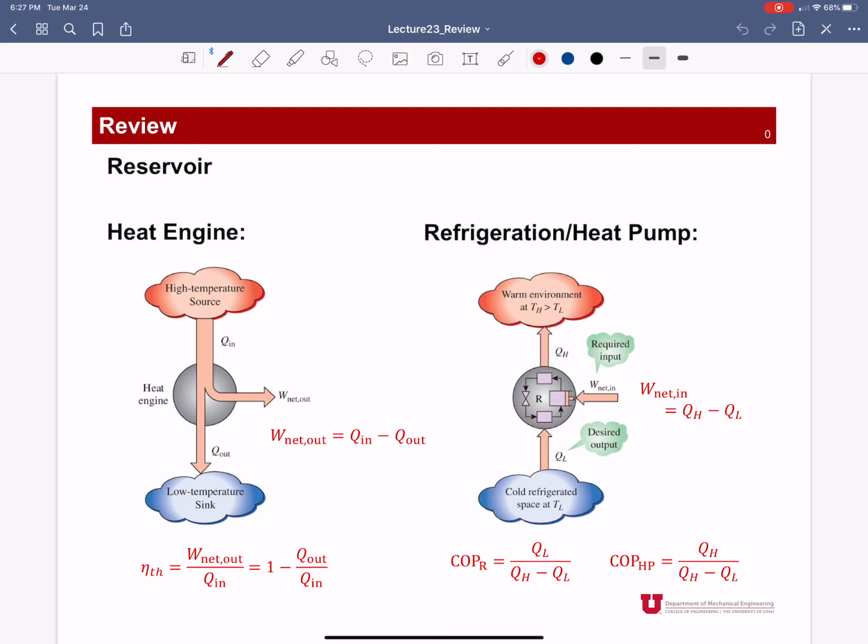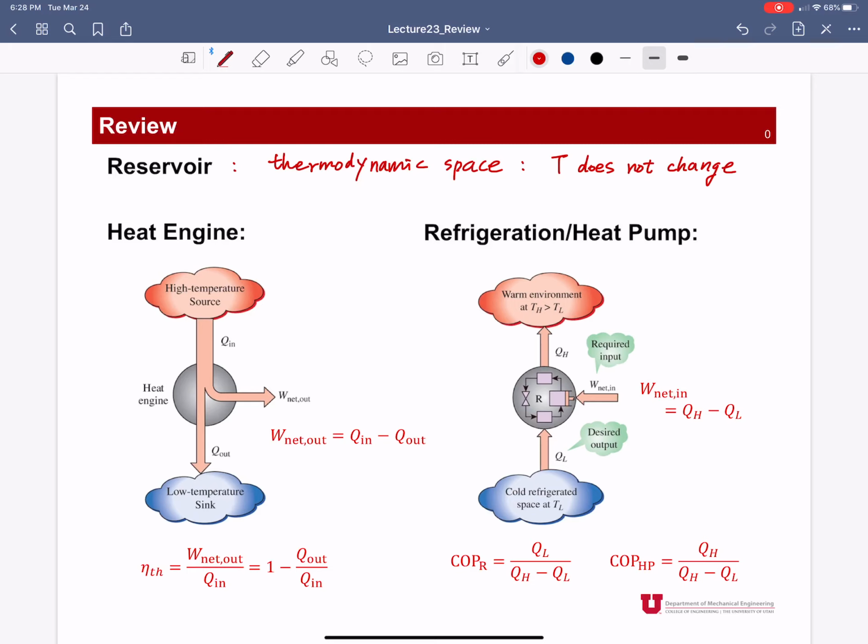Let me review lecture 22 before we go to lecture 23. In lecture 22, we learned about a reservoir. A reservoir is a very hypothetical space, or I would say a thermodynamic space, that has really gigantic heat capacity. So the reservoir doesn't change the temperature. The temperature does not change in a reservoir, even though there is a heat transfer in or heat transfer out.